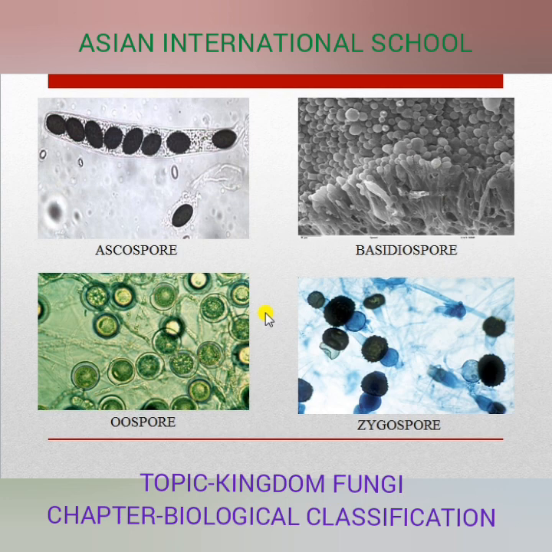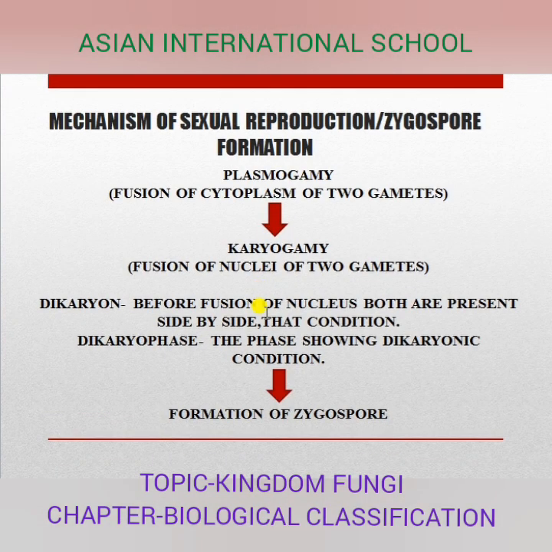Now I am moving to the next slide, where we have to discuss the mechanism of sexual reproduction, and as I told you in the previous slide, how the zygospore is forming. For that, first of all we have to know what plasmogamy is. This word gamy, you all know, means the fusion, and comes from the gametes. So plasmogamy means when the cytoplasm of two different gametes fuses with each other. As an example, syngamy. In syngamy, as we all know, it is the fusion of gametes.